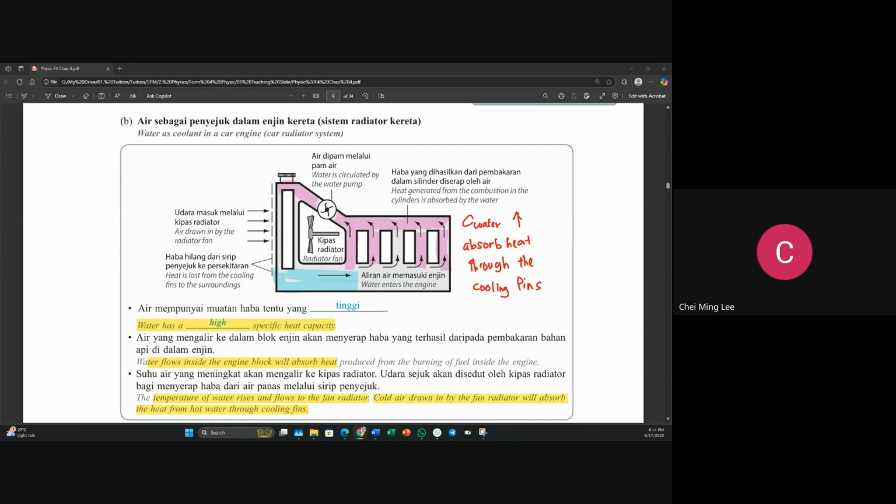So water has a high specific heat capacity. So the water flowing inside the engine block will absorb the heat produced from the burning of fuel inside the engine. So the temperature of the water rises and flows to the radiator. So cool air drawn in by the radiator fan will absorb the heat from the hot water through the cooling fins.